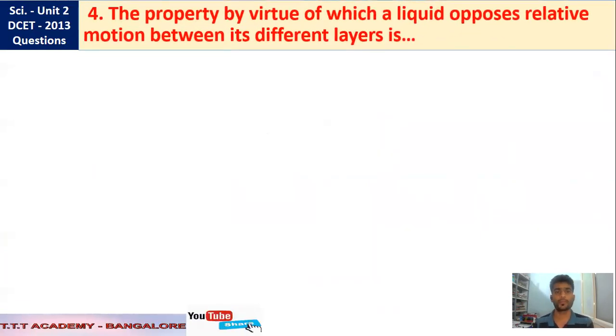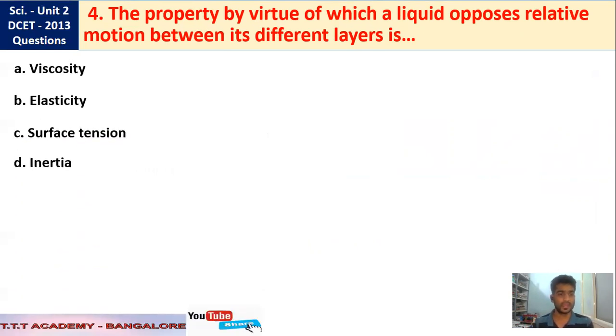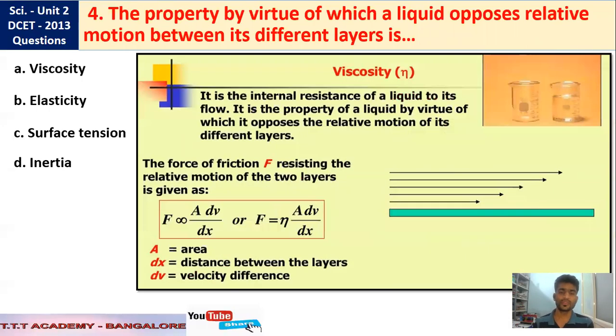Next, dear students, I'm going to proceed with question number 4. The property by virtue of which a liquid opposes relative motion between its different layers is. Again we have four options: viscosity, elasticity, surface tension, inertia. You can observe here, dear students, these are some of the different properties of specific fluids or materials or any liquid. Now, what is viscosity?